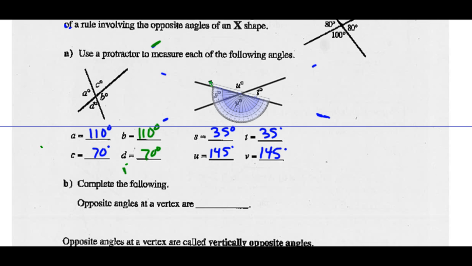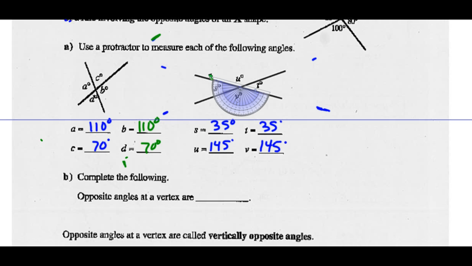So we measure them, and it looks like we can complete the following statement. Opposite angles at the vertex. A and B are opposite the vertex. C and D are opposite the vertex. S and T are opposite the vertex. U and V are opposite the vertex. Looks like opposite angles at the vertex are equal.